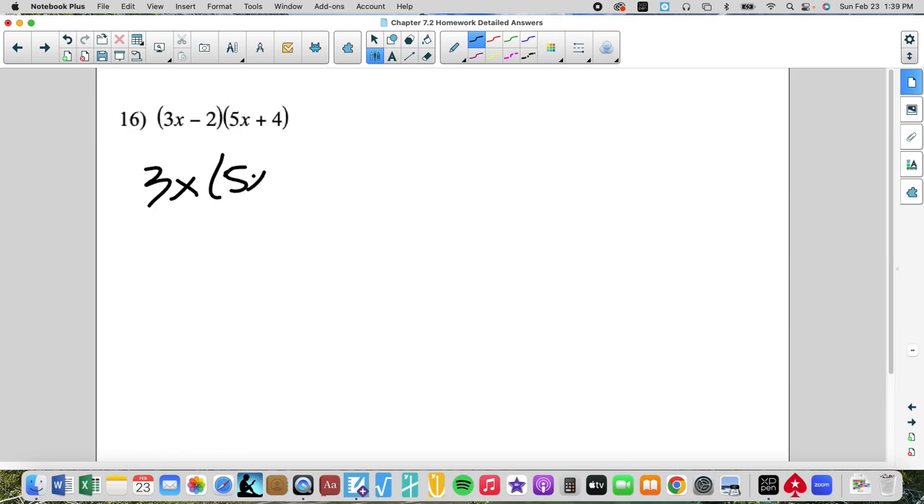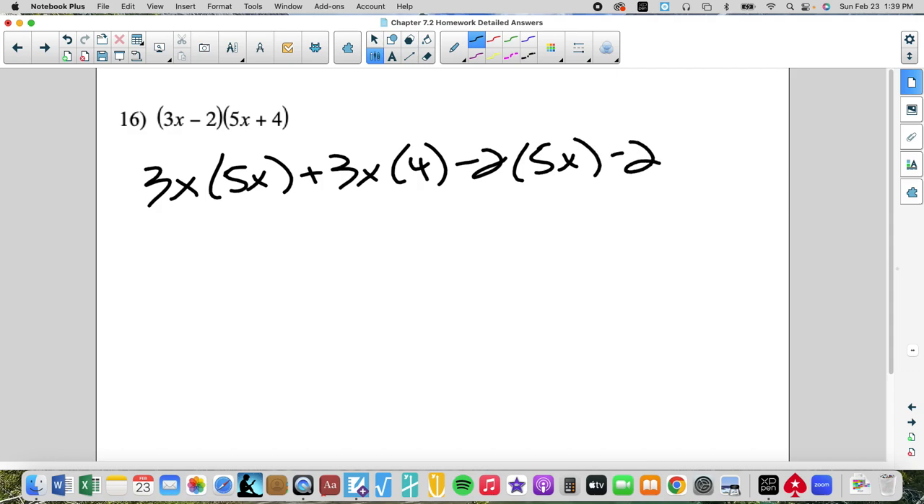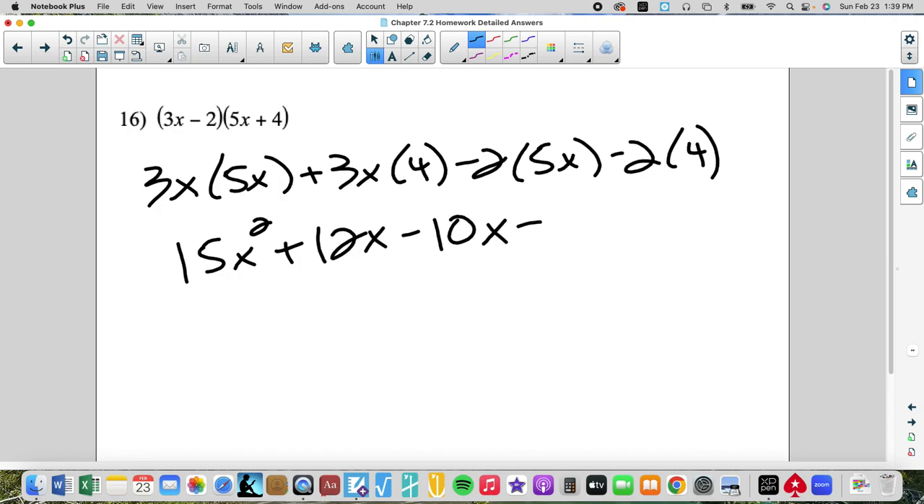3x times 5x, 3x times 4, minus 2 times 5x, negative 2 times 4. 3x times 5x, 15x squared. Don't forget to square that. x times x, 3 times 5 is 15. x times x is x squared. 3x times 4 is 12x. Negative 2 times 5x is negative 10x. Negative 2 times 4 is negative 8. 15x squared, this is going to leave me with positive 2x minus 8.